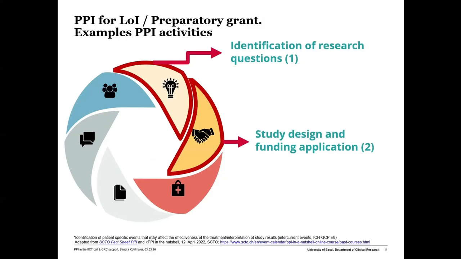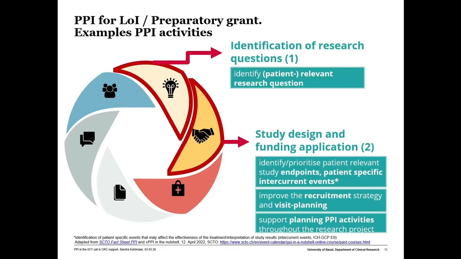We are now in this phase, identification of research question or study design and funding application where PPI can support your project. And I personally think it's one of the most important ones. And one of the most important is to identify the really patient-relevant research question together with PPI representatives. Other examples are here as well. You can have a look later on. And you already have heard a lot of other and more examples in the talk before.